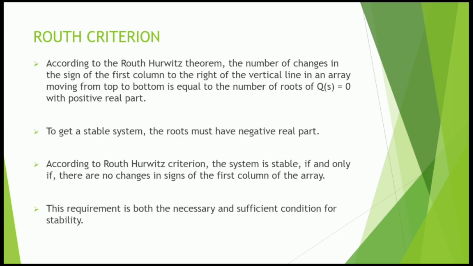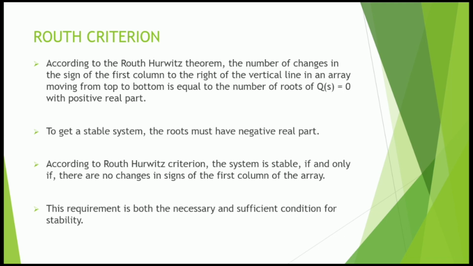According to the Routh theorem, the number of changes in the sign of the first column to the right of the vertical line in an array, moving from top to bottom, is equal to the number of roots of q of s equal to 0 with positive real part, where q of s is the denominator polynomial of the network function. To get a stable system, the roots must have negative real part.